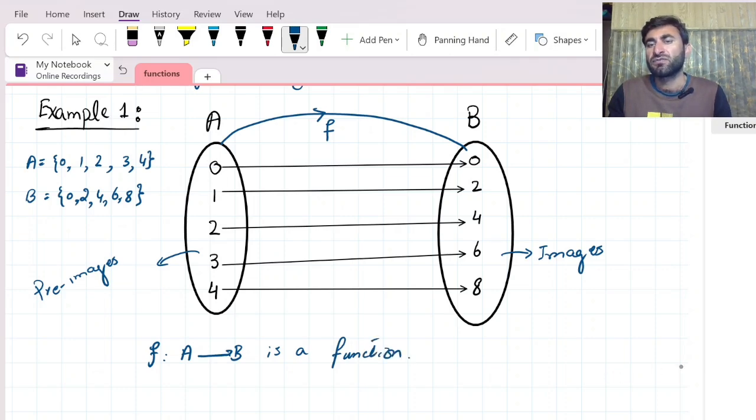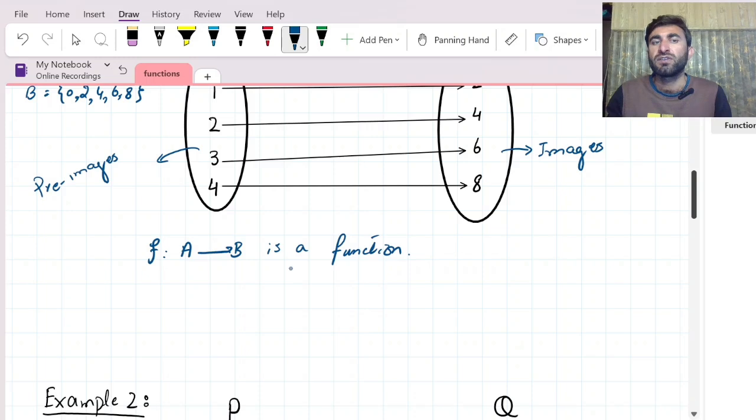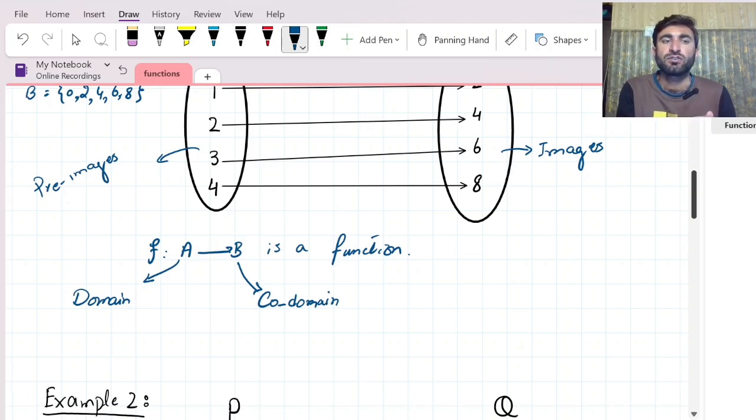Now if it is a function, the two sets will have names. The set A is known as domain, while the second set is known as codomain, or sometimes we also call it range, but we will discuss it later in detail. Or we can also say the first set is known as the set of pre-images and the second set is known as set of images. Okay, so let's explore another example.